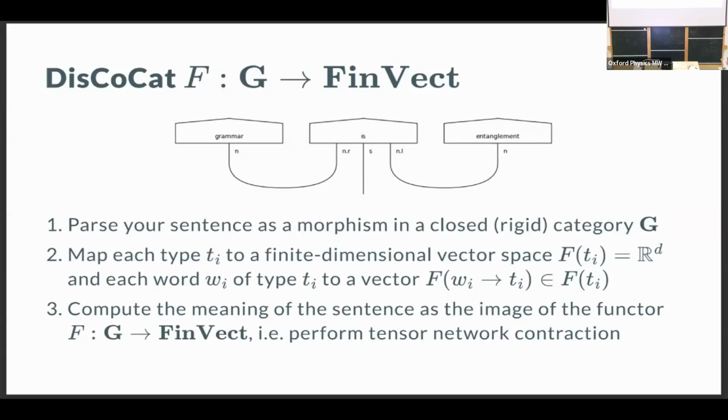Now to compute the meaning of a sentence, we just apply the functor from our pregroup grammar, so this rigid category G, into vector spaces. That amounts to taking our diagram and contracting the tensor network. So the cups of the grammar, which tell which word is connected to which, turn into tensor contraction. So that's a brief summary of this DisCoCat model.